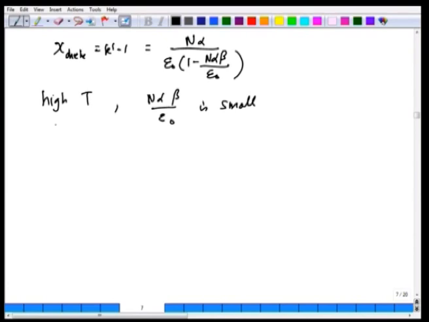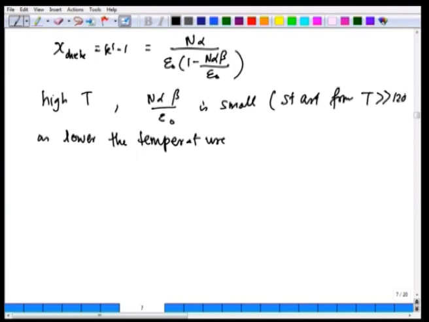But as you lower the temperature, and I am saying start from T much greater than 120 degrees centigrade, and we are heading towards 120 degrees centigrade. So, as you lower the temperature towards 120 degrees centigrade, what happens? Your alpha is going to increase and this term is going to increase. So, n alpha beta by epsilon naught is going to increase.